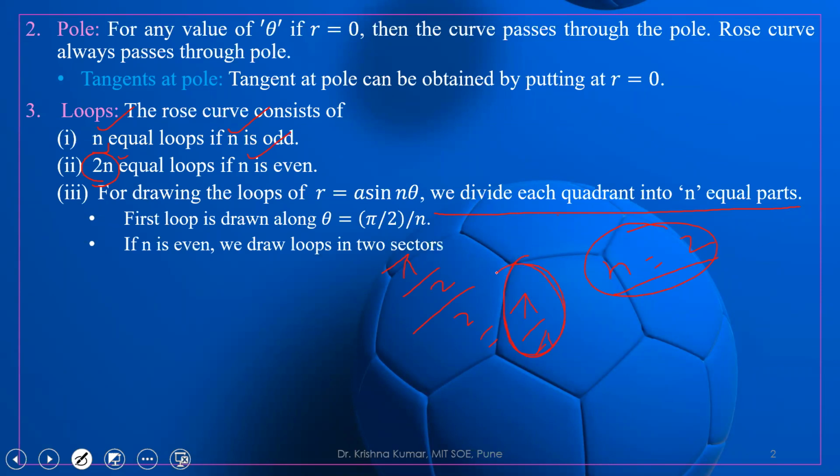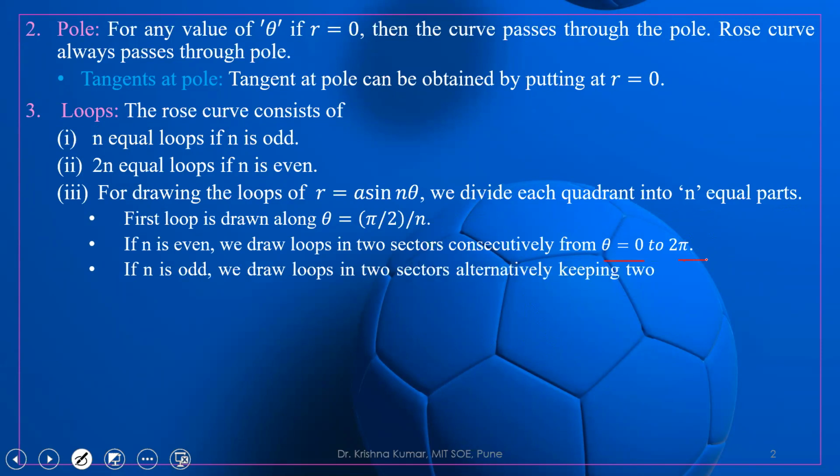If n is even, we draw loops in 2 sectors consecutively from theta equal to 0 to theta equal to 2 pi. And if n is odd, we draw loops in 2 sectors alternately, keeping 2 sectors between the loops vacant. What it means, we will discuss when we trace the curve.